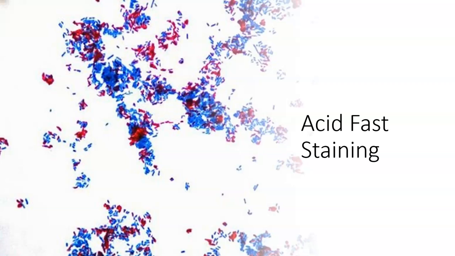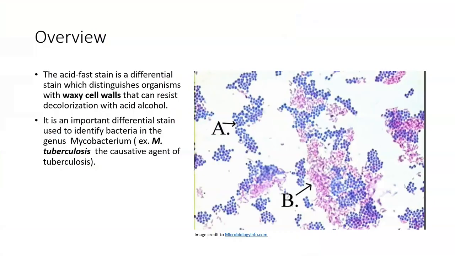In this lesson, we'll be talking about acid-fast staining. So acid-fast staining is another differential stain. With a differential stain, we use two or more dyes to stain different types of cells or different parts of a cell. In an acid-fast stain, our intent is to differentiate between what we call acid-fast positive bacteria and acid-fast negative bacteria.